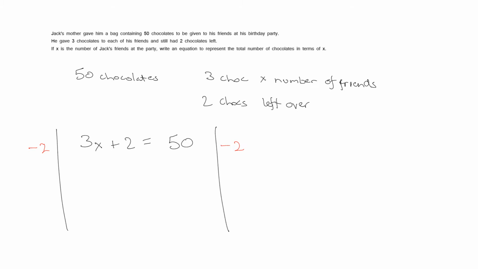I'm going to rewrite that again. So we have 3x plus 2. And we have the red minus 2 from over here. And then we still have our equal sign. We have our 50, and our other minus 2 in red again. So now, the plus 2 and the minus 2 will become 0, so we're just left with 3x on the left-hand side. And that's equal to 50 minus 2, which is equal to 48.